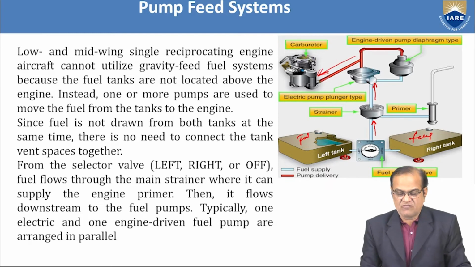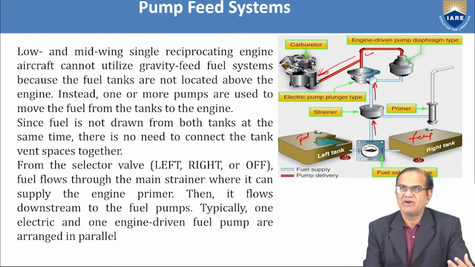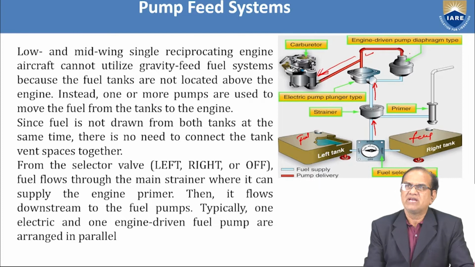So this is the pump feed system, and previously was the gravity feed system. In this, we have the high pressure zone shown by the red, and this is the blue. It is a low pressure fuel supply. But after the pump, the pressure is high. So here we have the engine driven pump, diaphragm type. This is the engine driven pump, and this is the electric pump, plunger type. So there we have used two types of pumps, and they are supplying a high pressure to the carburetor.